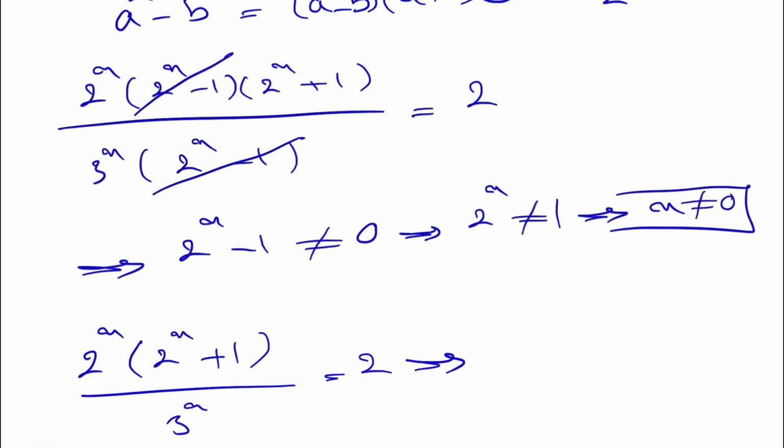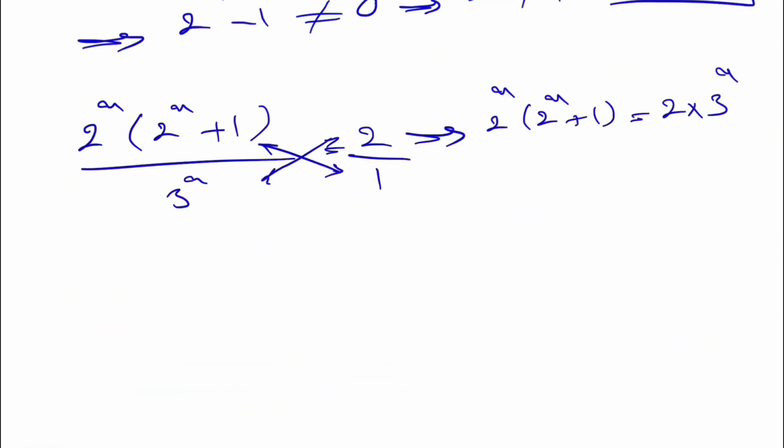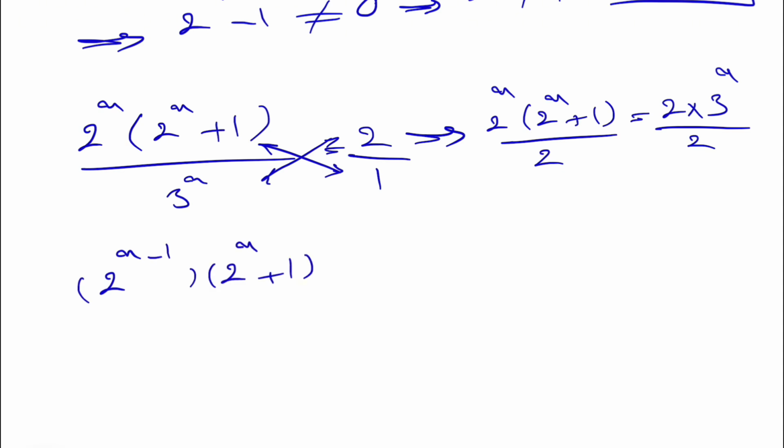And if we want to simplify this ratio, we have this multiplied to this equal to these two. So we have 2^x times (2^x + 1) equals 2 times 3^x. And let's divide the two sides by 2. What we're going to get is 2^(x−1) times (2^x + 1), and this will be equal to 3^x.